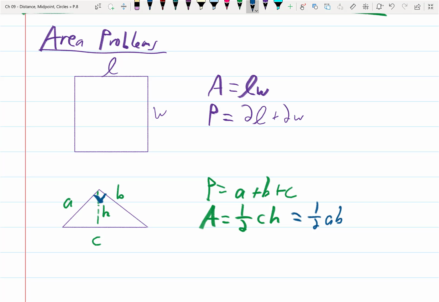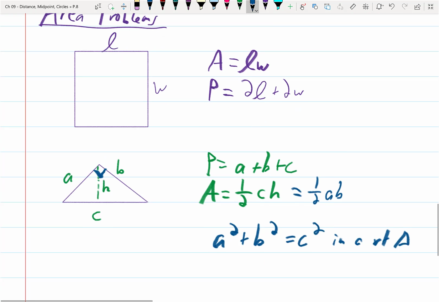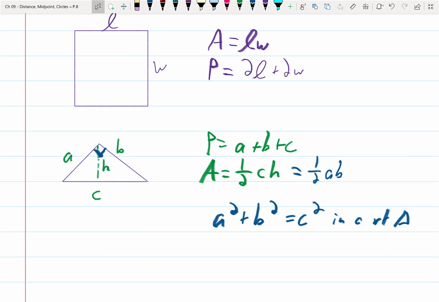And let's say that this is a right triangle. I might be able to establish another relationship. A squared plus B squared is C squared in a right triangle. So all of those could be true. Later in math, you will learn a formula that gives you the area of a triangle given all 3 sides, even if it's not a right triangle. It's a very useful one, but it requires trig to prove it, so we don't do it yet.